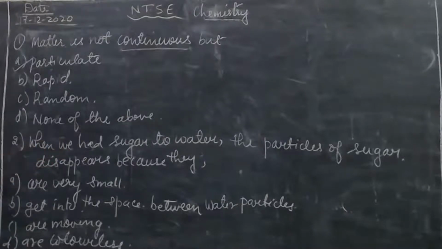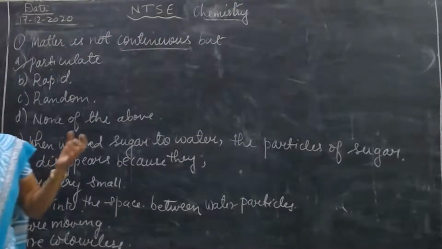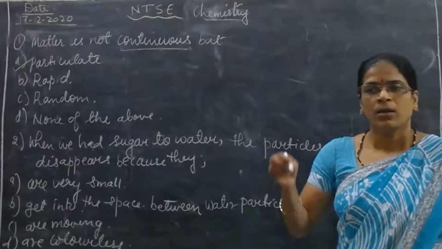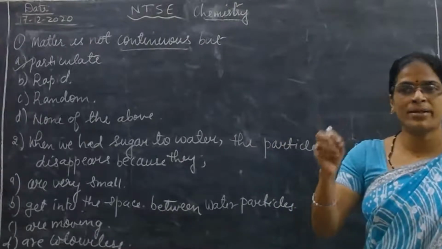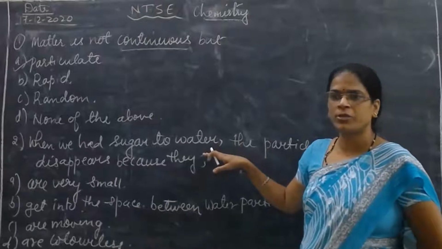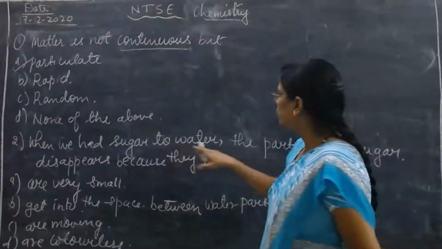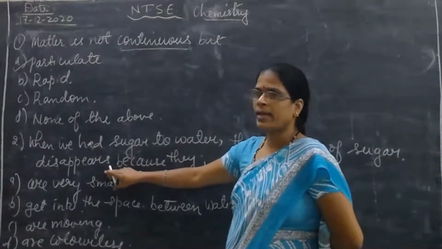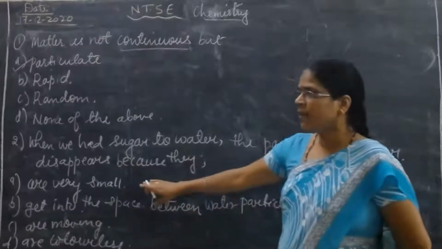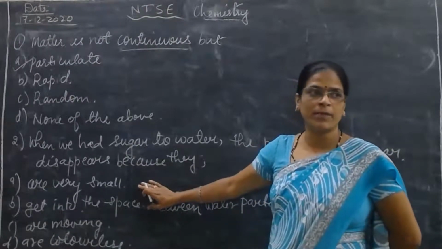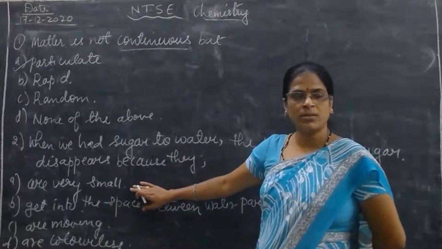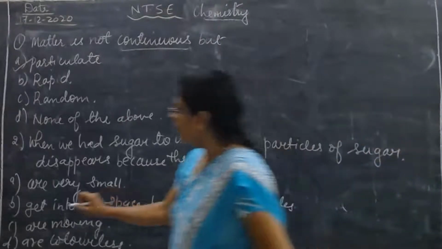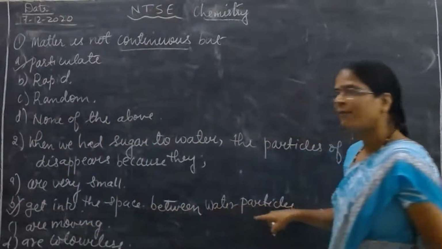When sugar is added to water, it forms a saturated solution. You know that the size of the particles here is very small, so you can see a homogeneous mixture is being formed. So when you add sugar to the water, the particles of the sugar disappear. Of course, they get dissolved in water. What is the reason behind it? They are very small. Yes, we agree that the particles are very small, and we feel that A might be the right answer. But as per the concept, they get into the space between the water particles.